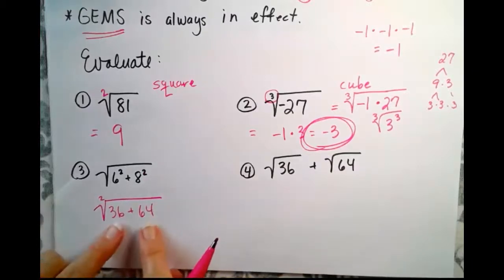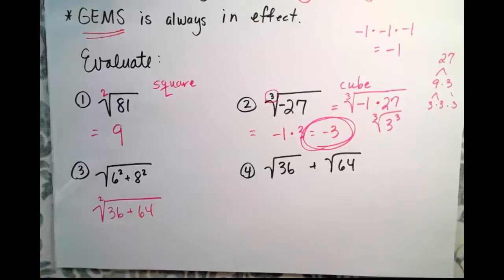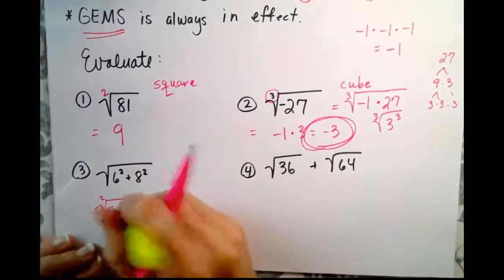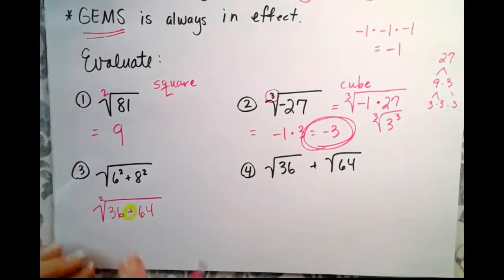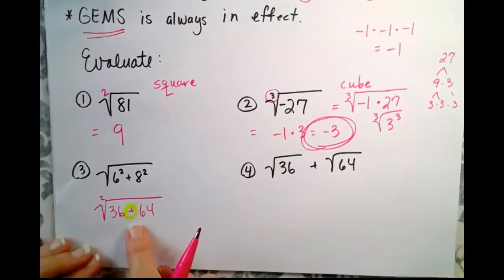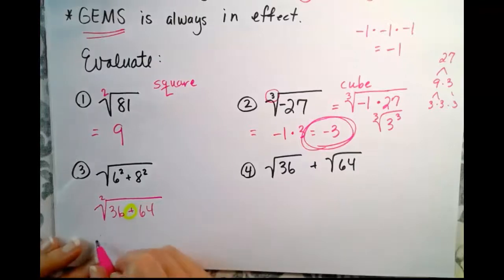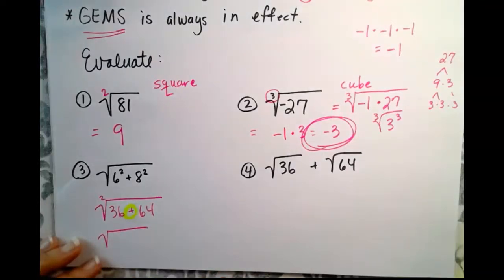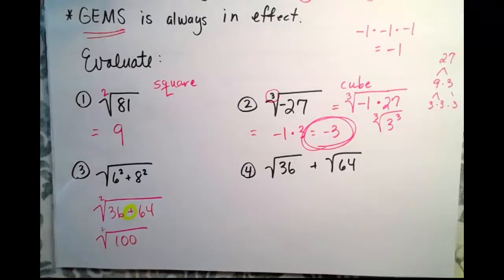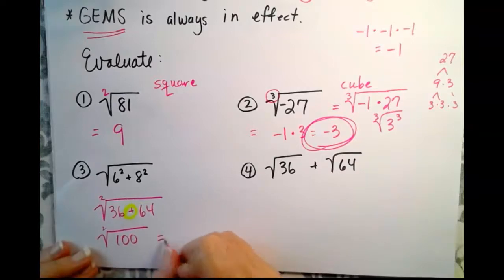Now, since it's all underneath the radical, we need to perform the addition first. So we're having to simplify as much as possible within the grouping symbols. And of course, 36 plus 64 is 100. So what we're actually after here is the square root of 100. What number times itself equals 100?